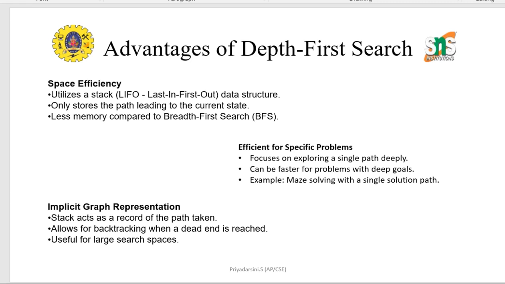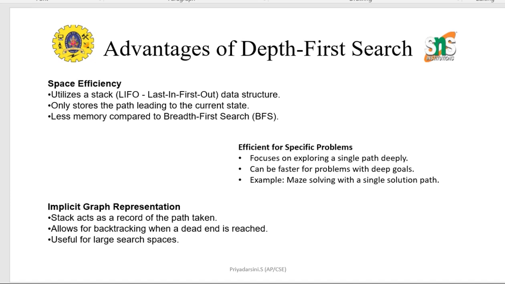DFS has several important properties that impact its performance and application. First one is time complexity, order of b to the d, where b is the branching factor, the number of child nodes per parent, and d is the depth of the shallowest goal. Second one is space complexity, order of b times d, as the algorithm needs to store each node along with the path from the root to the current node.